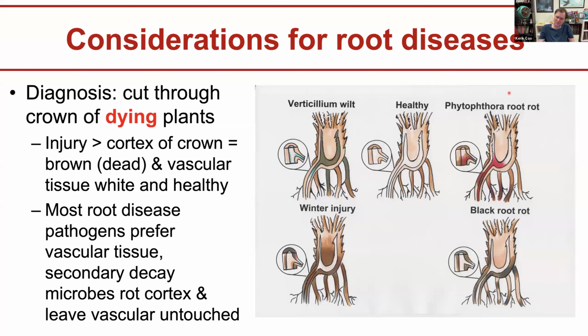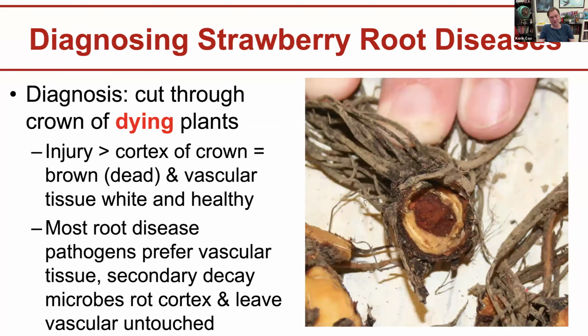Black root rot is very similar to Phytophthora. In this case, it will look kind of like winter injury, except it'll be darker and more patchy. That one's a little trickier to diagnose. The management practices are kind of the same for both, sadly enough.